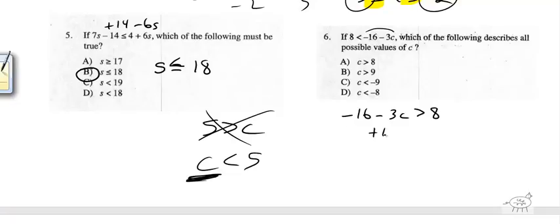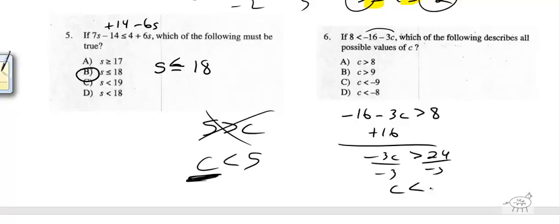So I'm going to add 16 to both sides. So I get negative 3C is greater than 24. And then if I divide by negative 3, of course you flip the inequality sign when you divide by a negative. So C is less than negative 8, which is D.